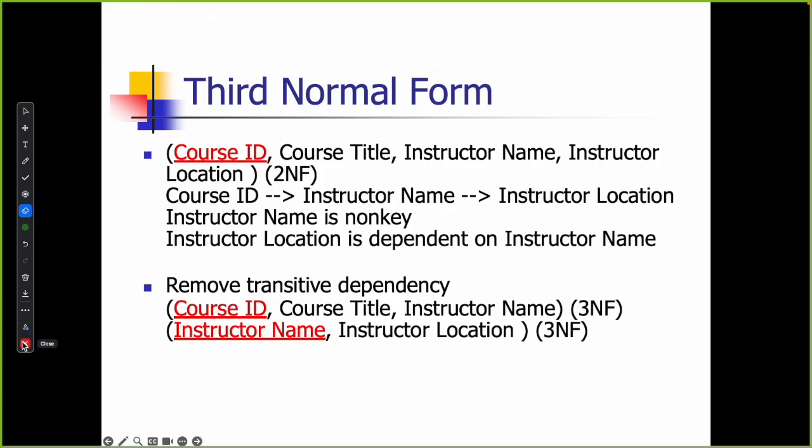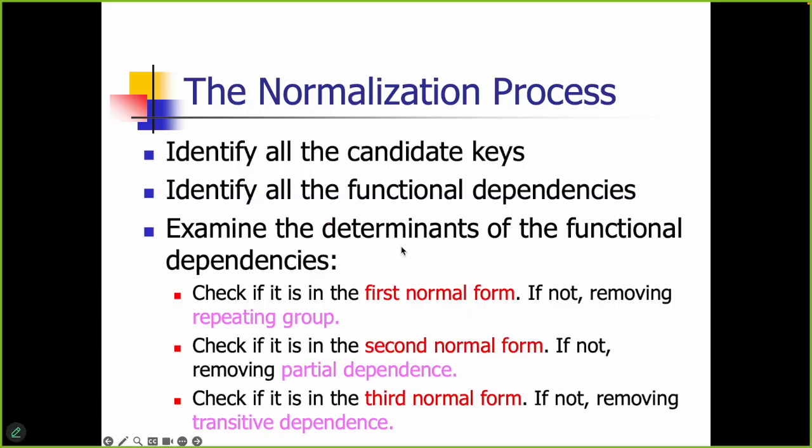And let's go to the next slide. So these are the normalization process, which I already explained. So you identify all your candidate keys and functional dependencies. So how do you do it? You first check if the table is in first normal form, right? So first normal form means no repeating groups. All values should be atomic. If not, remove the repeating groups, the same way that we did in our example.